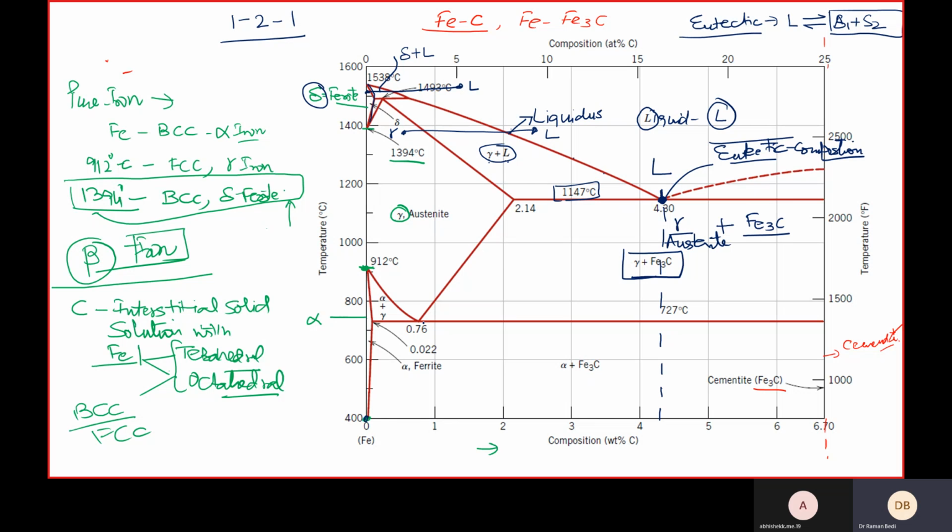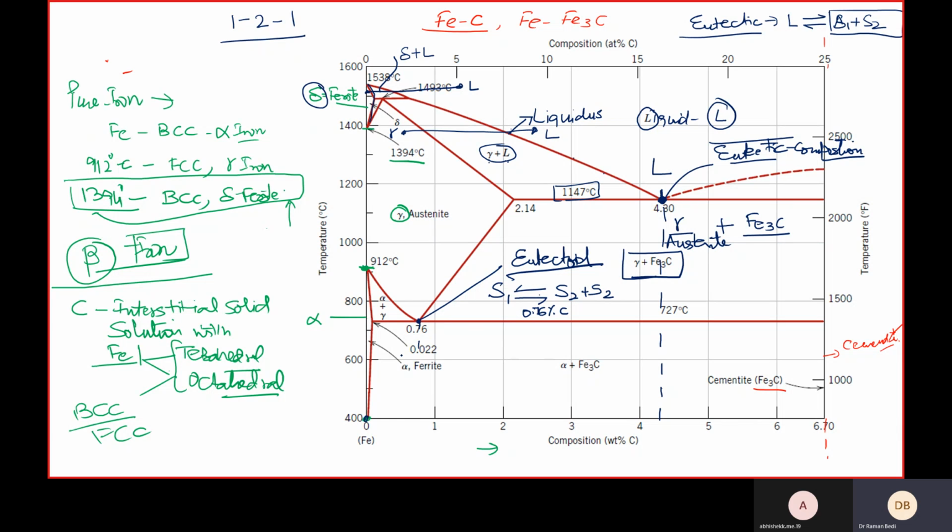The second one, which I referred to in my last class, was the eutectoid reaction. A eutectoid reaction, we said, is a reaction in which a single solid phase, S1, on heating or on cooling, transforms into two solid phases, or vice versa. And here is where we see that happening, at 0.76% carbon.